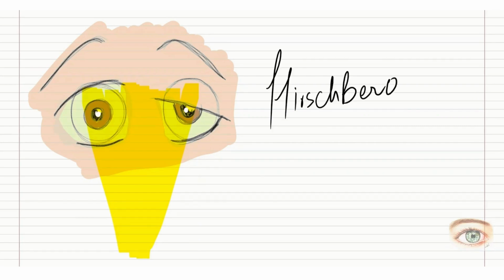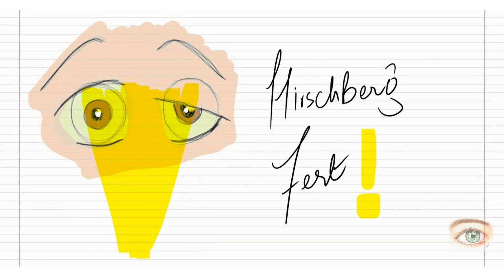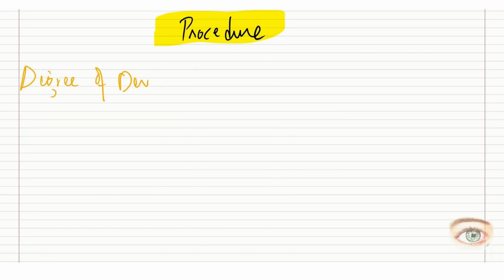Today we're going to learn everything about the Hirschberg test. A Hirschberg test is used to measure the degree of deviation, and is performed at a near target.